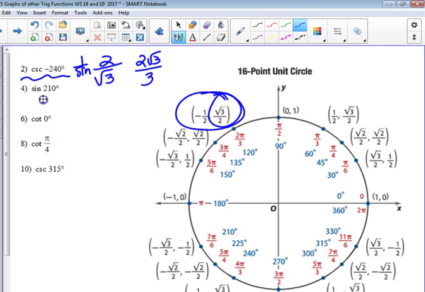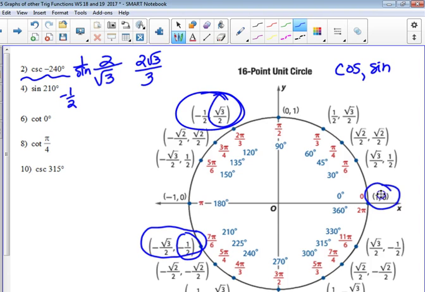Sine of 210. Taisir, what's the sine of 210? Okay, that's the right ordered pair. Which one is the sine? The first number in the ordered pair is the cosine. The second number in the ordered pair is the sine. Yep. Cotangent at 0. Jared, you got that one? Be careful. Cotangent is what over what? Yeah, so it's 1 over 0, which is undefined.